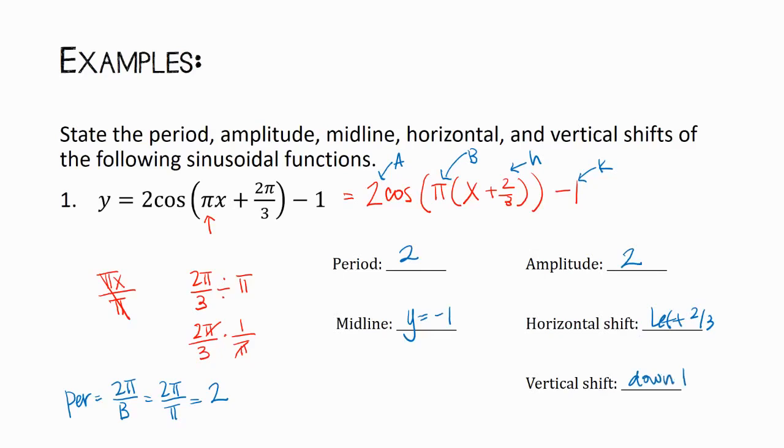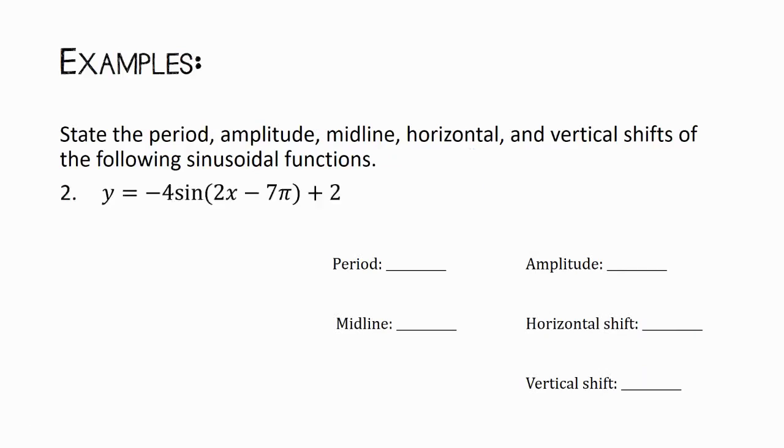So notice the midline and the vertical shift are the same. We go down 1 and we take that midline from y equals 0 and move it to y equals -1. So let's look again. We're going to do number 2. The first thing you always want to look at is whether that b value has been factored out. Again, this one has not, so we are going to factor it out. So let's divide 2 by 2, and that's just 1, so we're left with x. And then when we divide 7 pi by 2, we get 7 pi over 2.